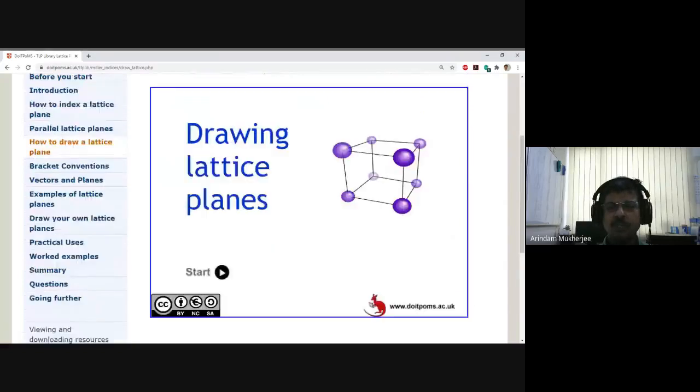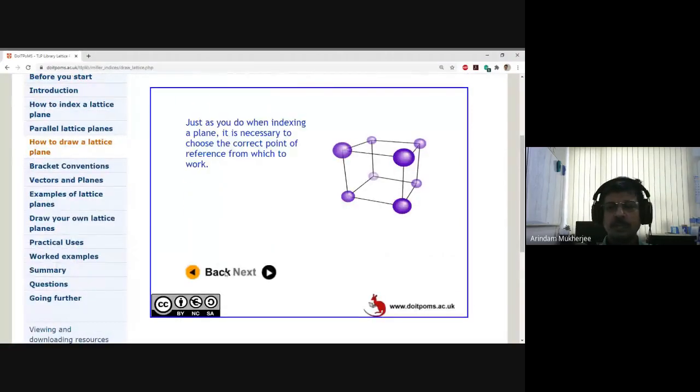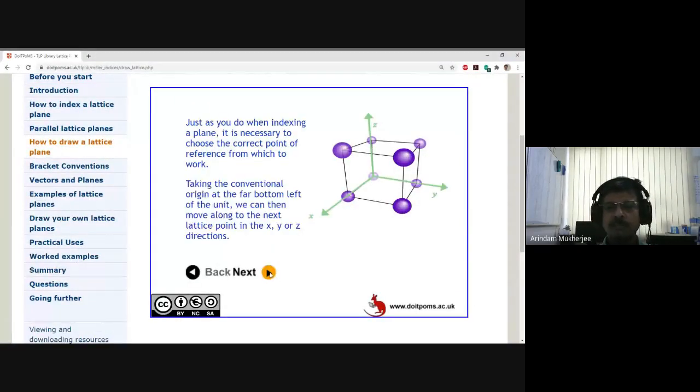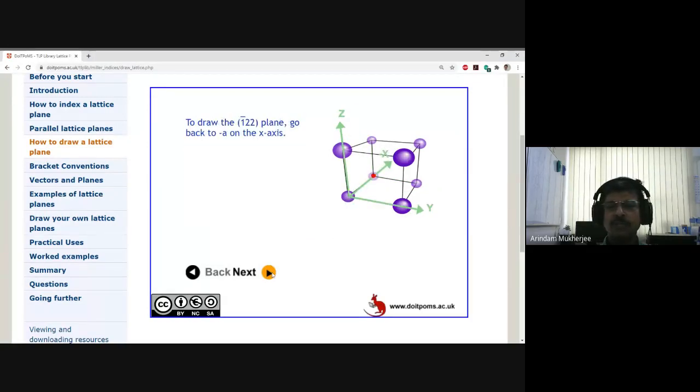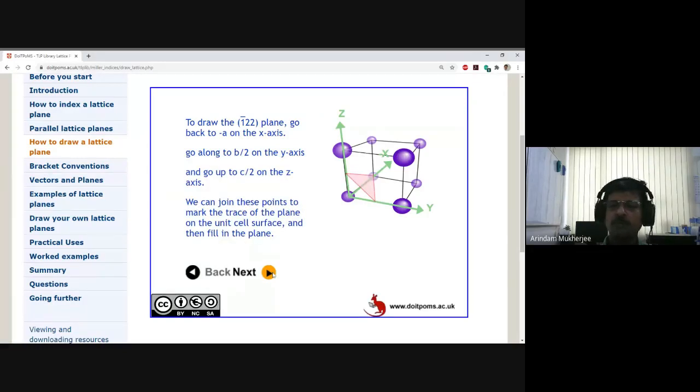Now this is the last part of the class where we will draw some planes. That will, I think, make things more clear. So we saw change of origin. This you already saw. Now let us start doing something. Maybe we will try to draw one plane quickly. Yeah, that's it. So we have drawn it.